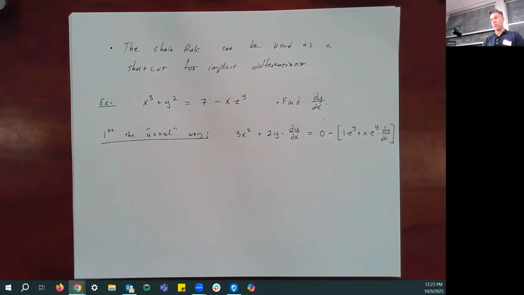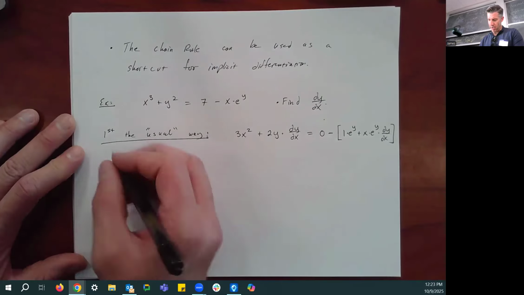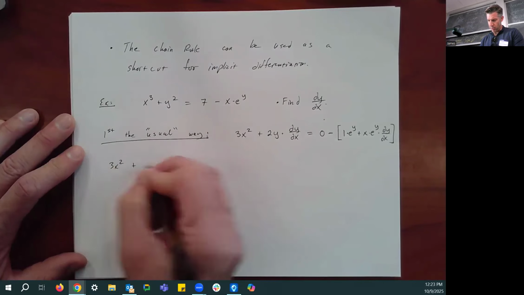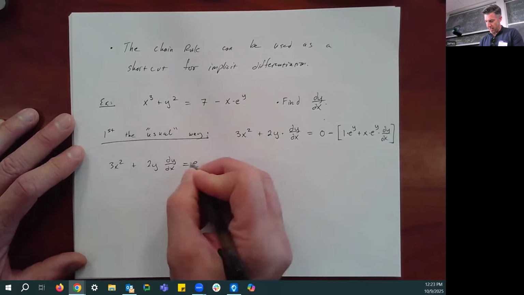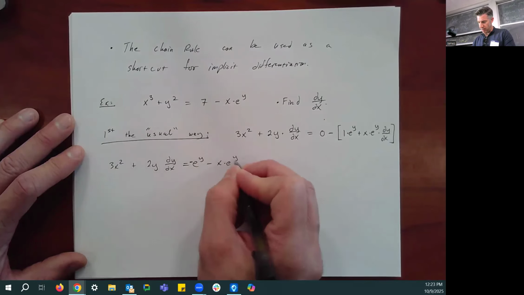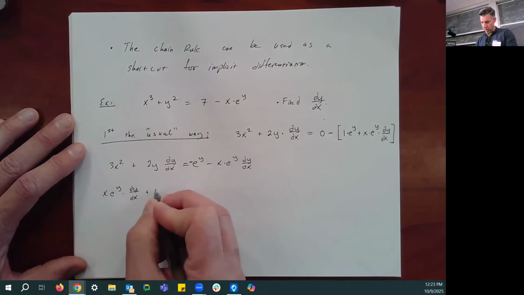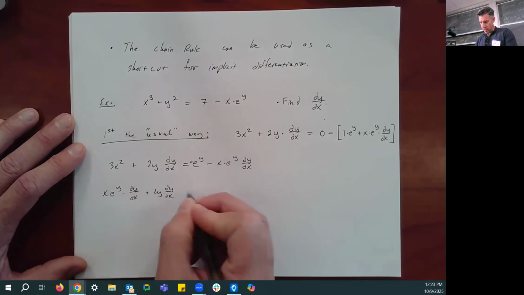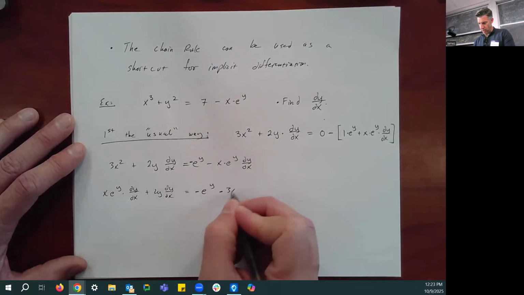And now we're going to do the usual work of solving for dy/dx. So I'm going to distribute this minus sign. I have 3x squared plus 2y times dy/dx equals negative e to the y minus x times e to the y times dy/dx. Bringing your dy/dx's to the left, I have x e to the y times dy/dx plus 2y times dy/dx equal to negative e to the y minus 3x squared.